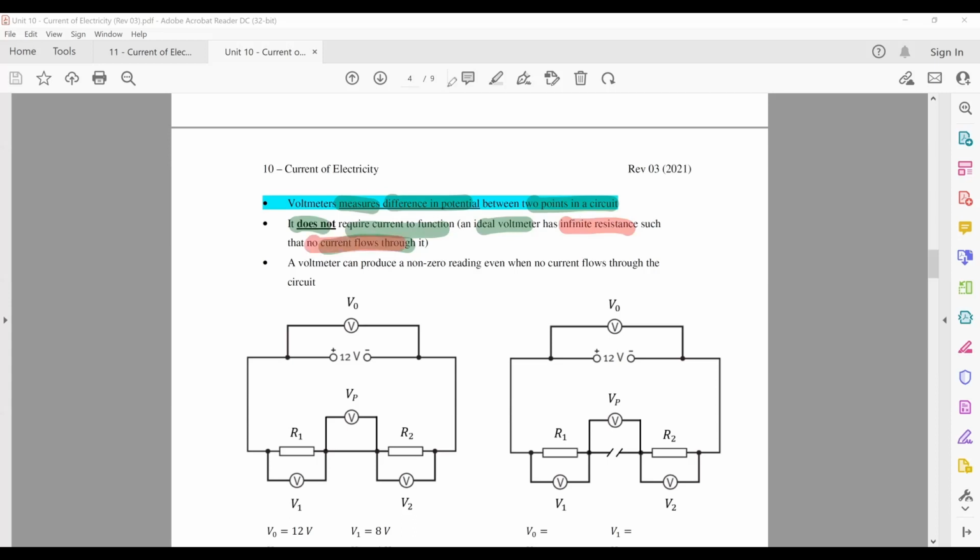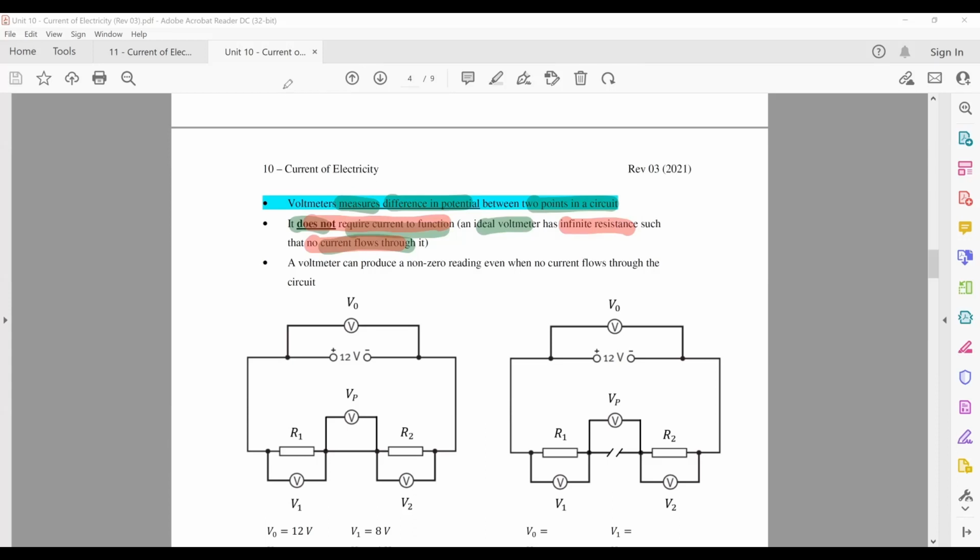A voltmeter does not want current to flow through it. That is one thing that people need to understand first. Voltmeters do not need current to function. Sorry, you don't need a current for the voltmeter to work. It can work just fine without a current.